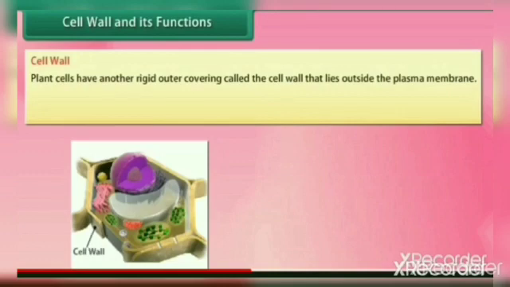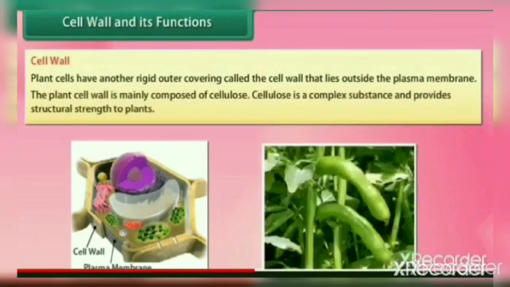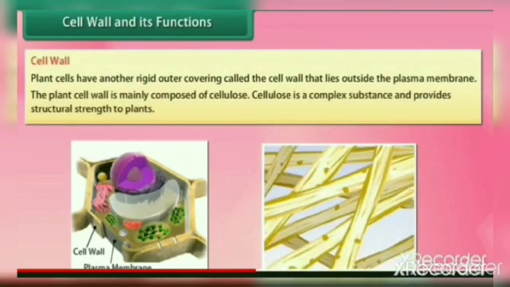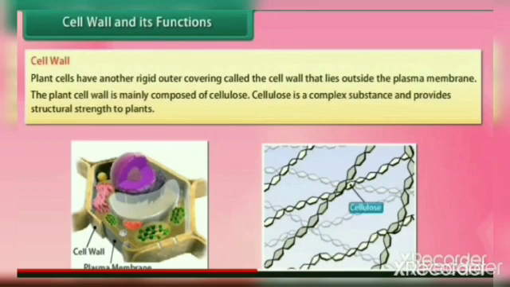Now, cell wall and its function. Cell wall. Plant cells have another rigid outer covering called the cell wall that lies outside the plasma membrane. The cell wall is mainly composed of cellulose. Cellulose is a complex substance and provides structural strength to the plant.